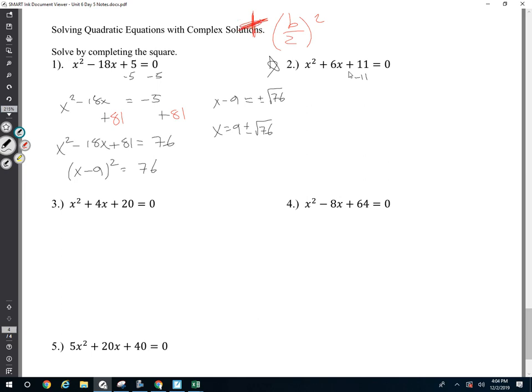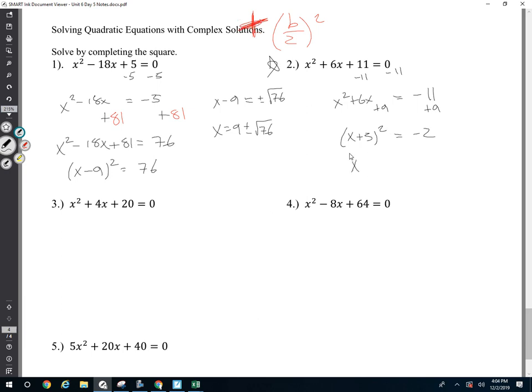Step 1, get rid of the numbers. Subtract 11. I get x squared plus 6x equals negative 11. Mr. Charles, what number do I add to both sides so I can complete the square on the left side? 9. Perfect. B divided by 2 squared. Add 9, add 9. The left side turns into x plus 3 squared because 3 plus 3 is 6 and 3 times 3 is 9. This equals negative 2. Uh-oh.